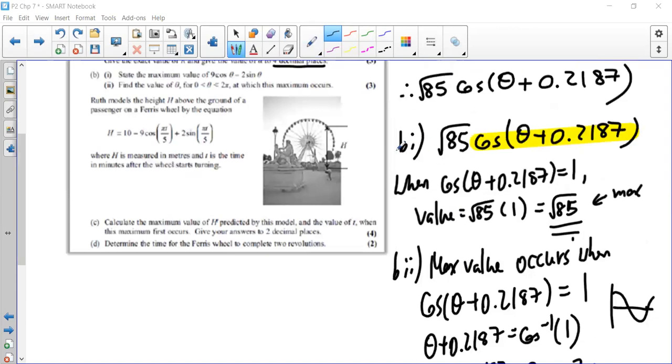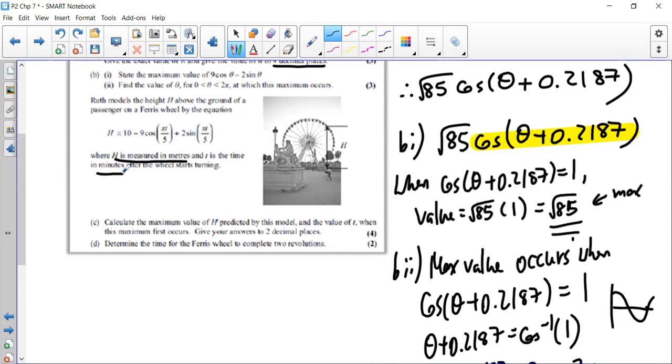Right, next, Ruth. Okay, we've got a little Ruth that likes to, instead of going to the Ferris wheel, model it. Interesting person. Ruth models the height h above the ground of a passenger on the Ferris wheel by the equation h equals 10 minus 9 cos(pi t over 5) plus 2 sin(pi t over 5), where h is measured in meters and t is the time in minutes after the wheel starts turning. Calculate the maximum value of h predicted by this model and the value of t when this maximum first occurs. Give your answer to 2 decimal places.